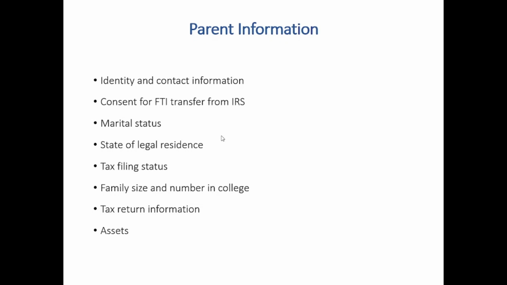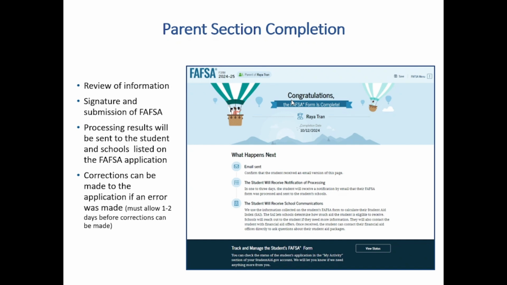Parent, you'll have the same kind of thing: identity, contact information, the consent to transfer the IRS information, your marital status, your state of legal residence, the family size, number in college, your tax information, like what kind of return did you file, and some asset information as well will be put on that application. Then you'll review it, you'll sign and hit the signature, and then you will submit it.